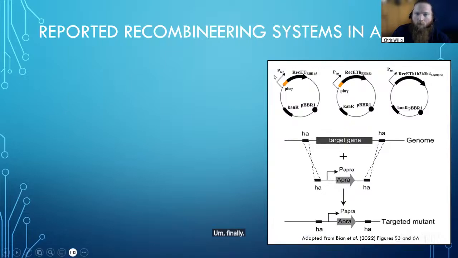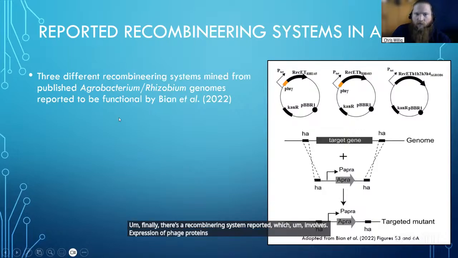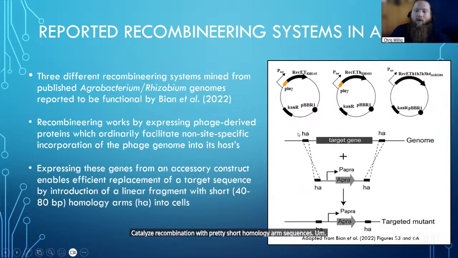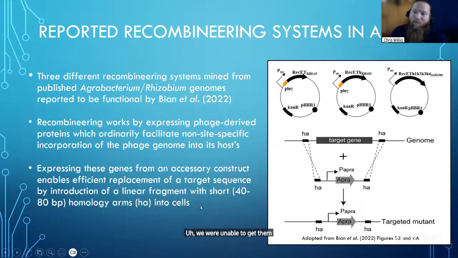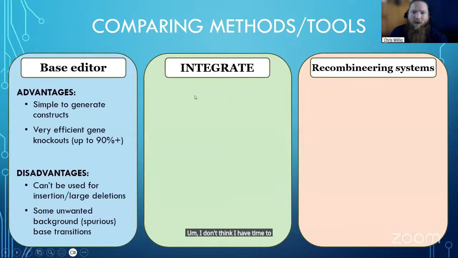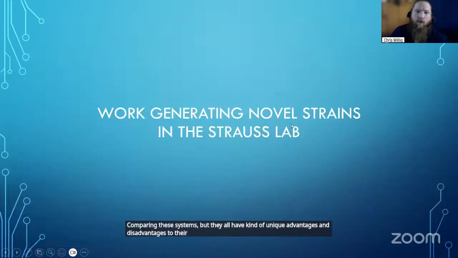Finally, there's a recombineering system reported, which involves expression of phage proteins. When you express those, you can introduce a linear fragment that should catalyze recombination with pretty short homology arm sequences. Now, this is how it's supposed to work in theory, but after acquiring these constructs from this group, we were unable to get them to work, even repeating their exact strain and target. I don't think I have time to compare these systems, but they all have unique advantages and disadvantages.